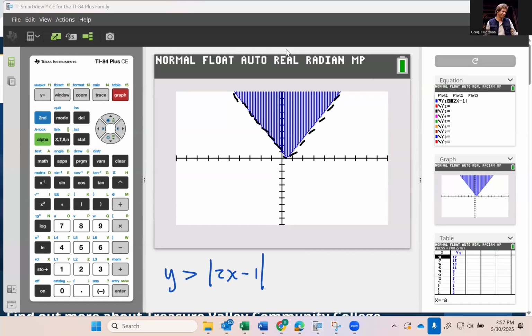So, I just find it easier to do it myself, or imagine it on the calculator. Because there's no or equal sign here, we get the dotted line. Now, if it had been or equal, then the only difference would be this. There. Now it's a solid line, and that's what we get with the or equal.